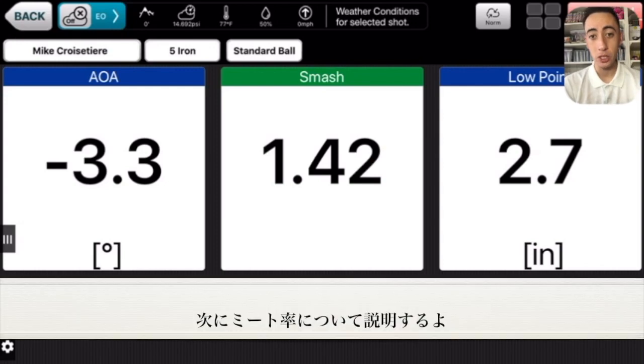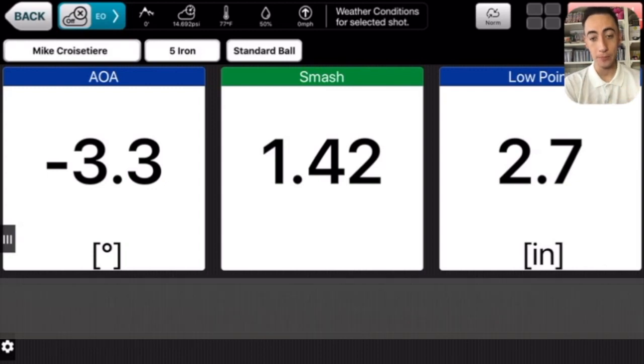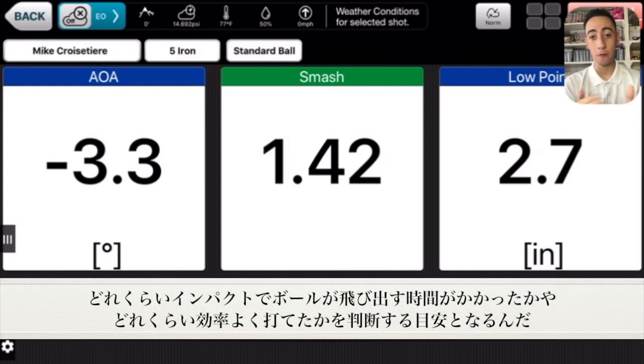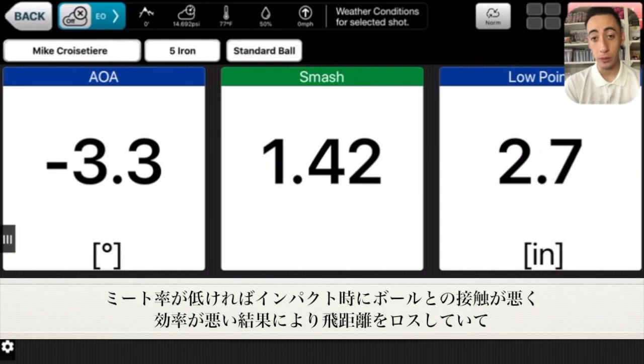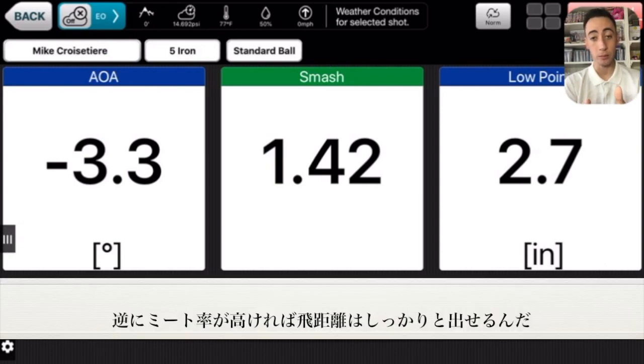All right, so moving on to smash factor. Smash factor is really the ball speed divided by the club speed. It's just a good representation of how fast the golf ball left the face as well as how efficiently it left the face. If you have a really low smash factor number, it means that you didn't have very good contact and the ball's not going to go quite far. If you have a better smash factor number, the golf ball's most likely going to go further.